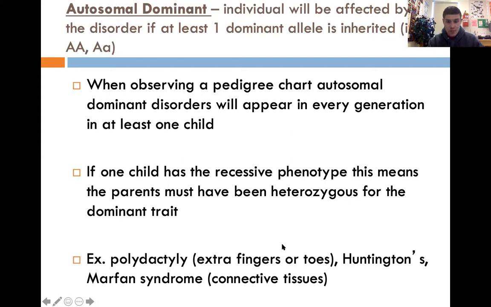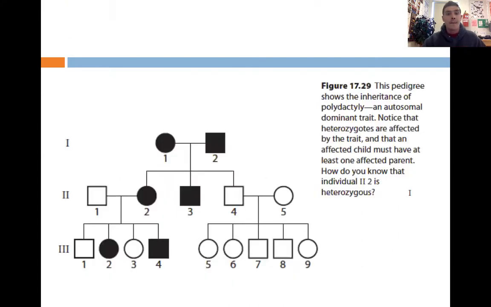These are just some disorders that are inherited through a dominant pattern, autosomal dominance. Polydactyly, which is extra fingers and toes. Huntington's disease, Marfan syndrome. Huntington's is a nervous system disorder, and Marfan syndrome is a connective tissue disorder.